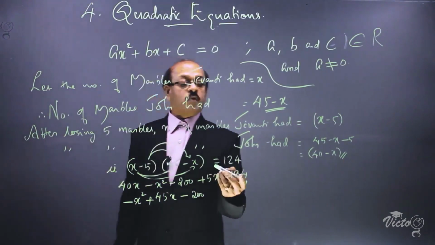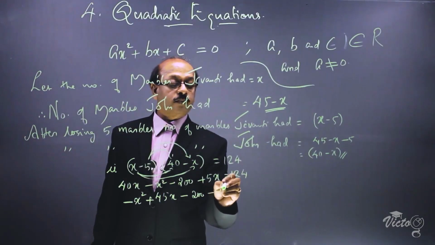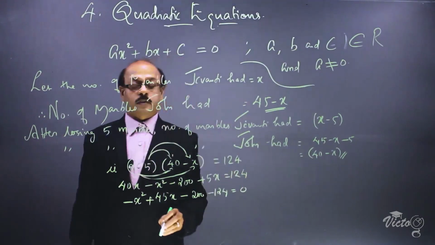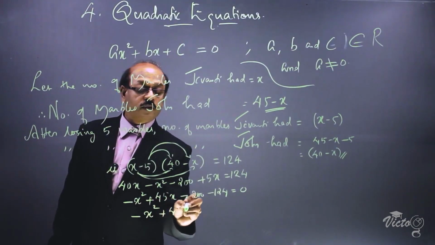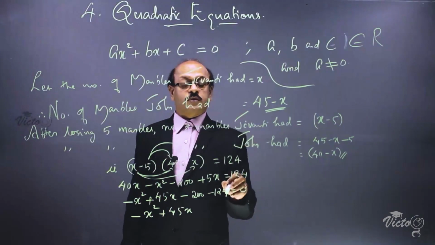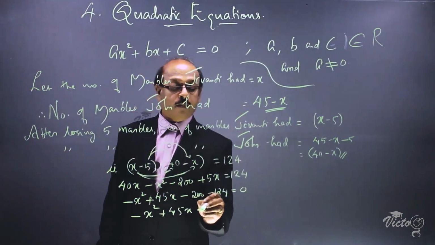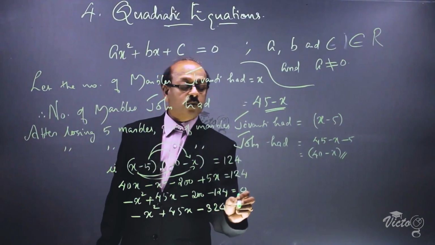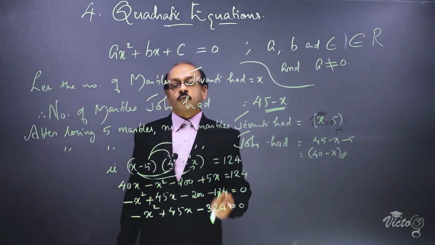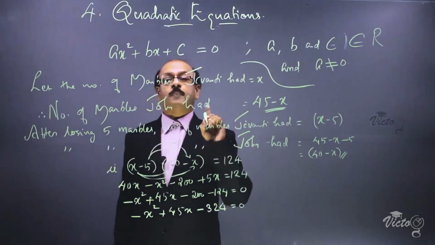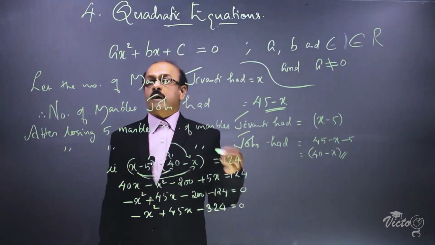We bring this 124 to the left side, it will become minus 124 is equal to 0. That is minus x square plus 45x minus 200 minus 124. Both of the numbers are negative, so add and give a negative sign. Minus 324 is equal to 0. Here the coefficient of x square is minus 1. For convenience, we will make it plus 1. For that, we have to multiply the whole equation by minus 1.